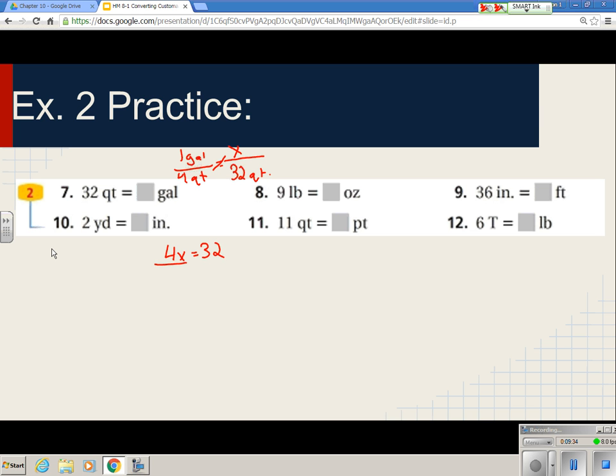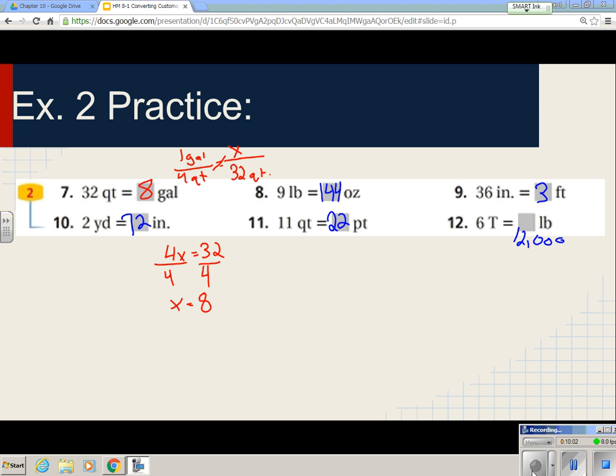And to get x alone, we have to divide both sides by the coefficient next to the variable. Forgot my words there. And 4 goes into 32 8 times. So how many gallons would 32 quarts be? It'd be 8 gallons. All right, good luck finding the rest. Come back when you're ready to see the answers.